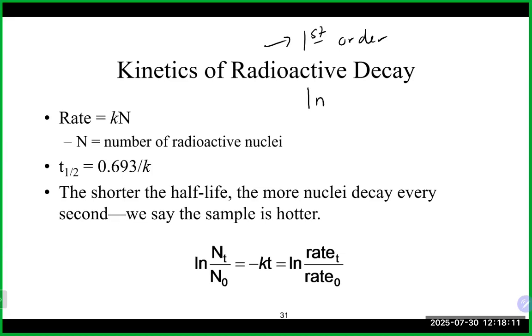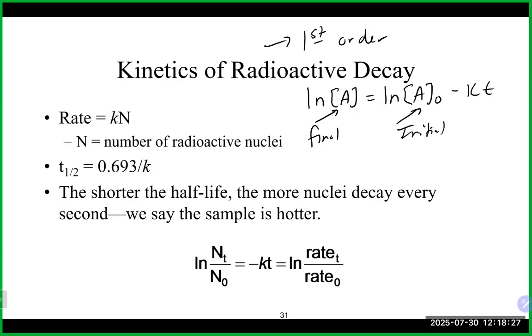we have the integrated rate law, which is sometimes written like this: the natural log of A equals the natural log of A naught minus kt. This is your final concentration. This is your initial concentration. This is your decay constant here in nuclear chemistry. That's your rate constant in regular chemical kinetics. Here they call it the decay constant. And t here is actually time.